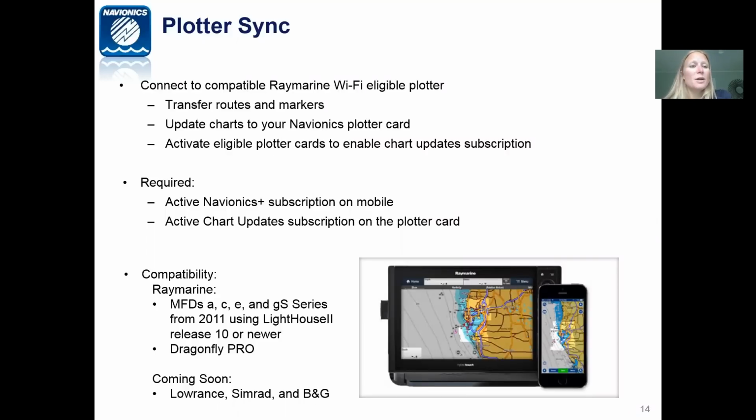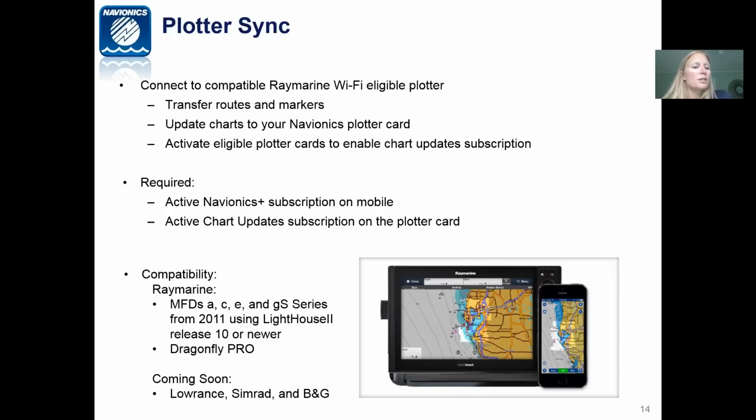Plotter sync. Plotter sync is where you can connect to compatible Raymarine or Wi-Fi eligible plotters. You can do all kinds of things when you connect your two devices. You can transfer routes and markers. You can even update your charts. So it used to be that whenever you had a Navionics chart in your chart plotter, you had to take the chart out of your chart plotter and take it to your computer and do an update if you wanted to get the latest data. However, now, using Plotter Sync, you can update that Navionics plotter card without having to take it out. You can just use the Plotter Sync.